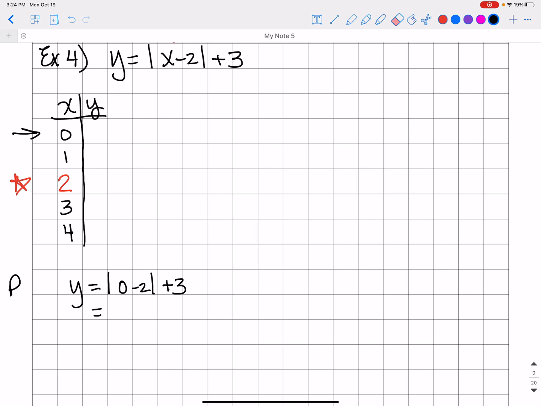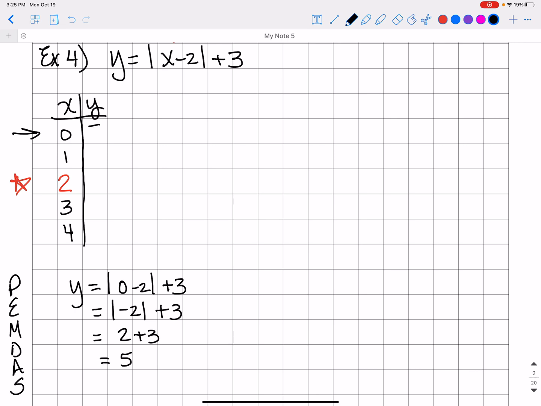We don't have any exponents. Then we do multiplication, division, addition, subtraction. Well, we don't have any multiplication and division. So the first thing we're going to do is our absolute value or our parentheses. So inside the absolute value, we have 0 minus 2, which is negative 2, plus 3. And we're going to keep simplifying that absolute value because we have to get rid of those absolute value signs before we can add the 3. So the absolute value of negative 2 is positive 2, right? Because all absolute values come out positive. And then plus 3. And then 2 plus 3 equals 5.